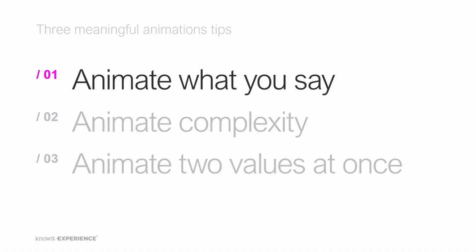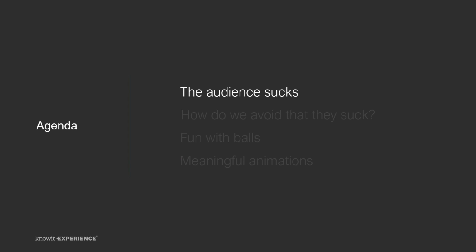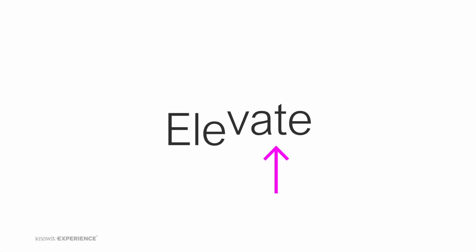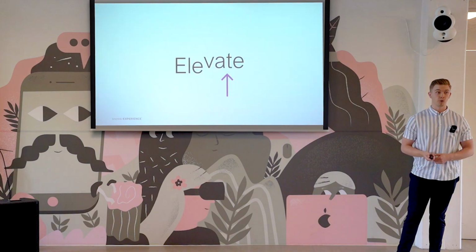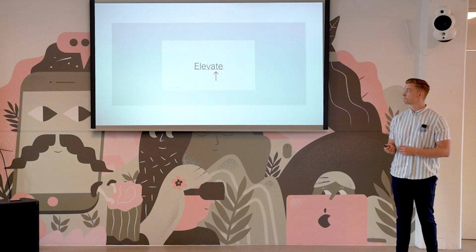So what do I mean when I say animate what you say? Once again, I'm using the agenda as an example, because when I speak about the first subject and then go to the next, I'm actually animating it. And once again, it guides the audience and helps them understand what I'm talking about. Then there are examples like this where I elevate the word elevate to amplify what I'm already saying. That is also animating what I'm saying.